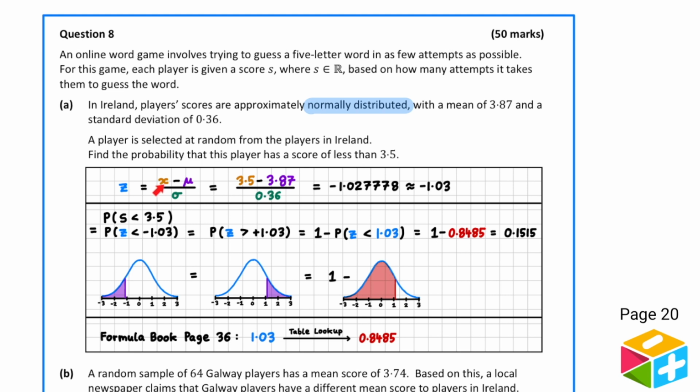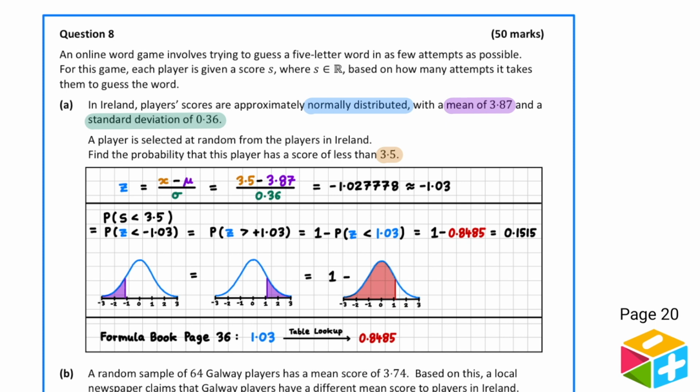Here, x refers to the target value, and in our question the target is 3.5. Mu is the mean, and in our question that's 3.87. Sigma is the standard deviation, and here that's 0.36. Subbing in these values and computing the answer gives us minus 1.027778. The tables in our formula book are formatted to receive numbers which have exactly 2 numbers after the decimal place, so we should round this number to 2 decimal places. This brings us to minus 1.03.